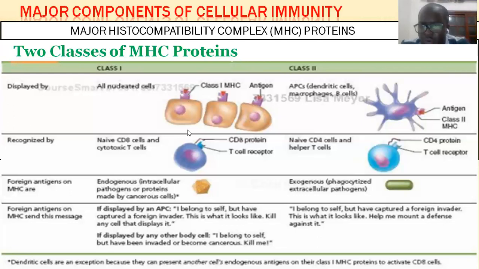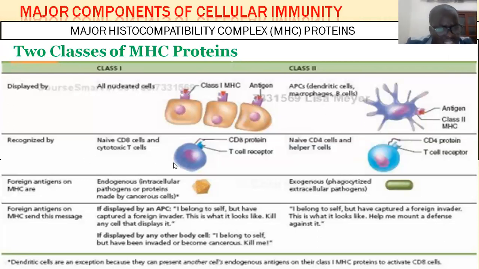So by now we know that the CD8 cytotoxic T cells can only recognize an antigen presented by major histocompatibility complex 1, which is found on all nucleated cells. Then the CD4 or T helper cells can only recognize the antigen presented by major histocompatibility complex class 2, which is found on antigen presenting cells.